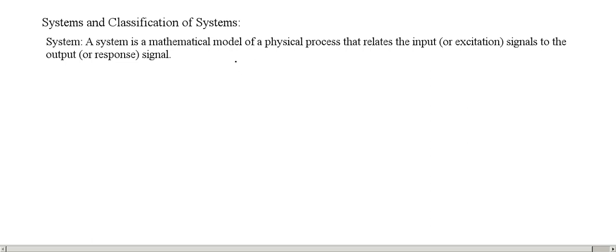Hello, welcome to the new module. Now we are going to start the systems and classification of systems. So what is a system?